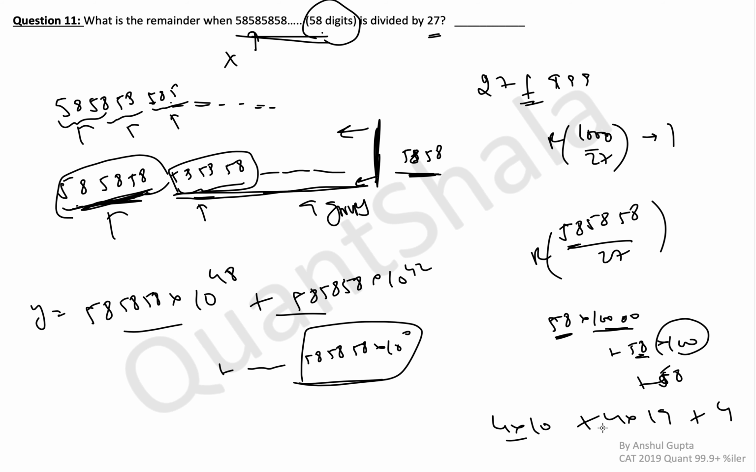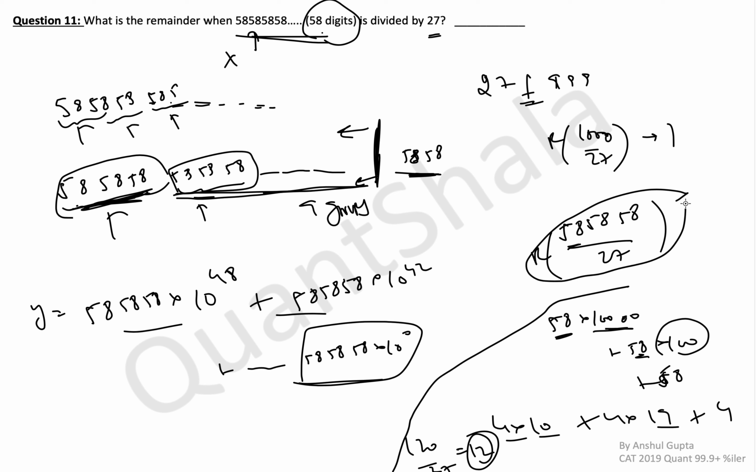So you get 4 into 10 plus 19 plus 1, 4 into 30, 120. 120 remainder with 27 comes out as 12. Okay, so this was just some shortcut I employed. You might not understand it fully, that's fine. But try to employ some kind of shortcut to calculate this value.